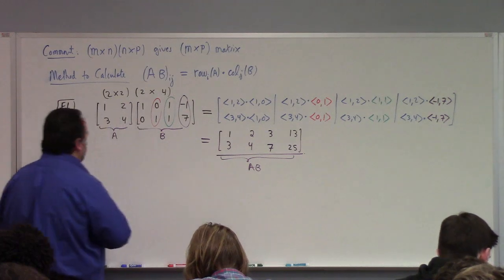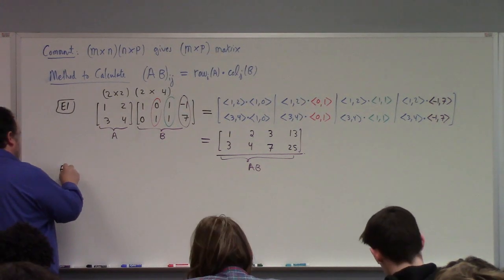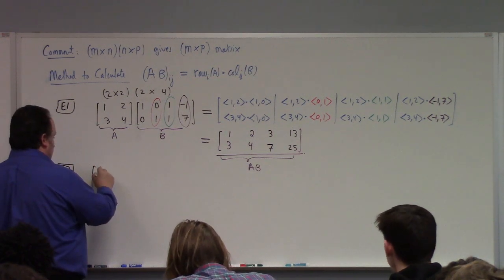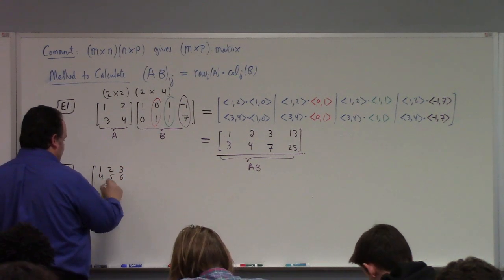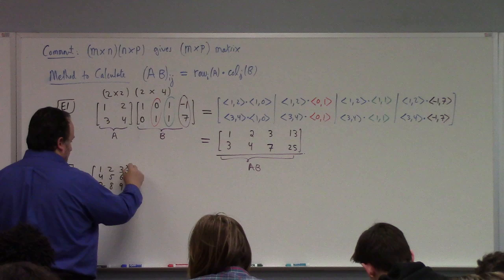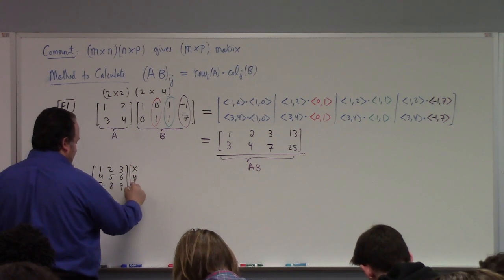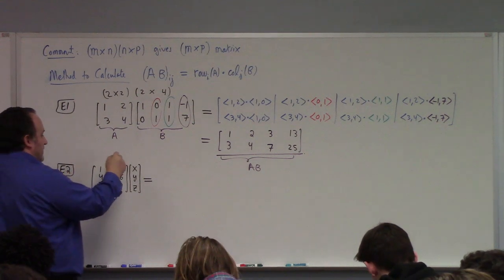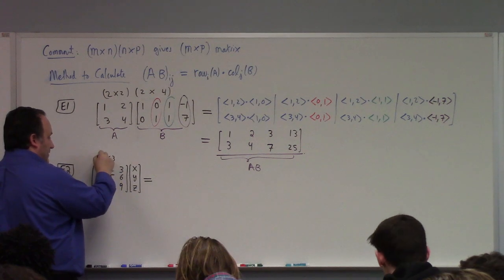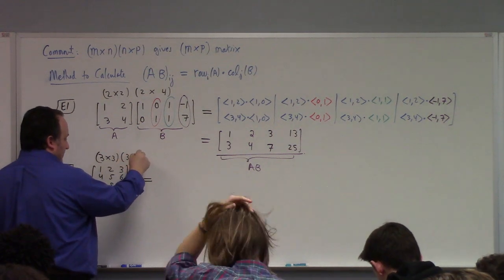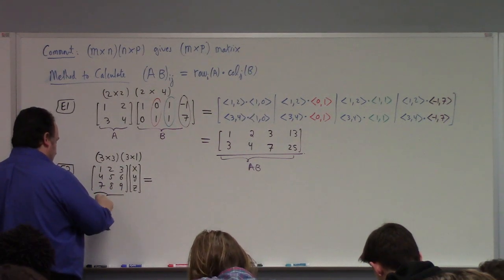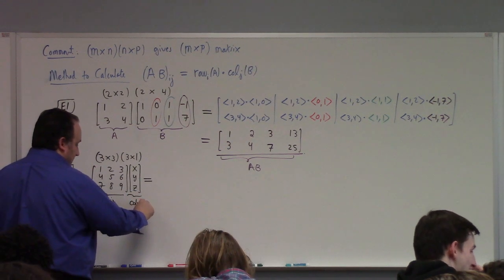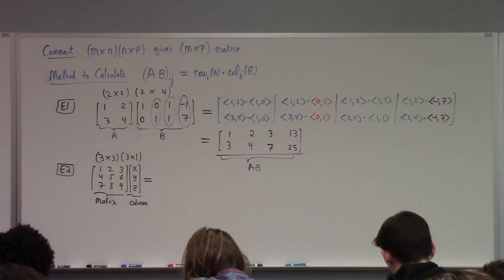So, another example. If I have the matrix 1, 2, 3, 4, 5, 6, 7, 8, 9, and I multiply it by the vector x, y, z, this is a so-called matrix column product. This is a 3 by 3 times a 3 by 1. This is a matrix, and this is also a matrix, but a special kind: a column vector.